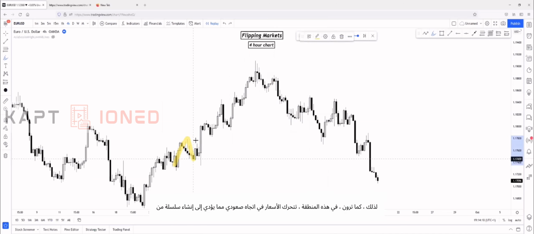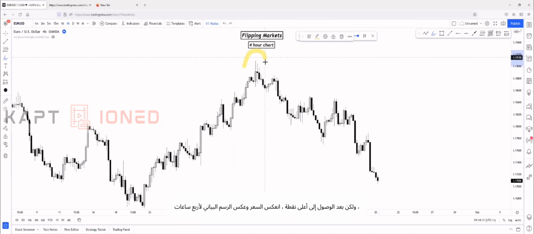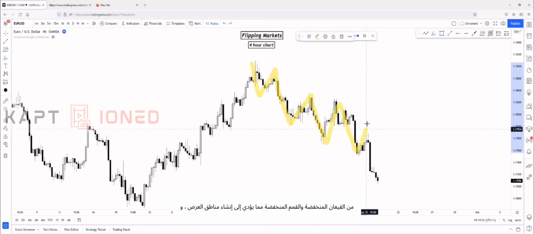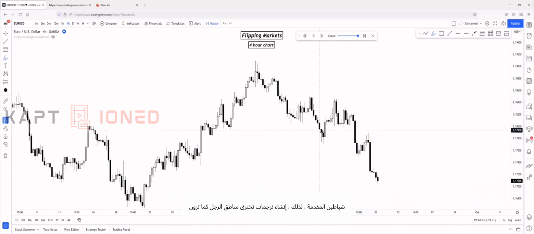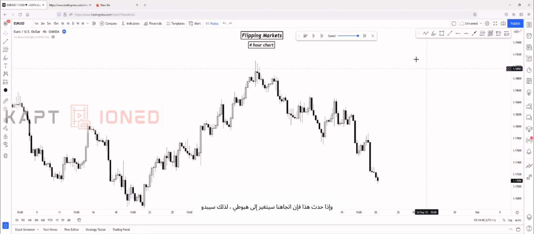So as you can see in this region, price was moving in an uptrend, creating a series of higher highs and higher lows, creating demand zones, breaking through supply zones. But after the high point has been reached, price reversed, and the 4-hour chart reversed the trend also. So from bullish, it turned into bearish, and the 4-hour chart turned into a series of lower lows and lower highs, creating supply zones and breaking through demand zones, as you can see. And if this happens, the 4-hour trend will change into bearish.